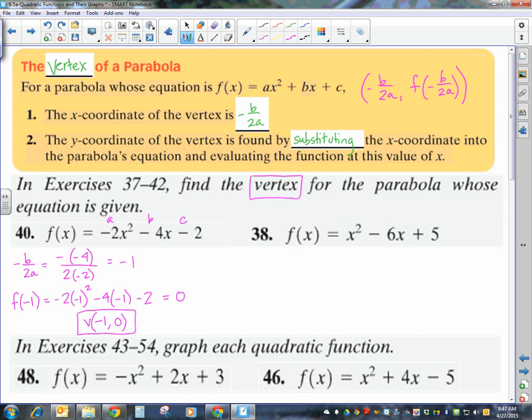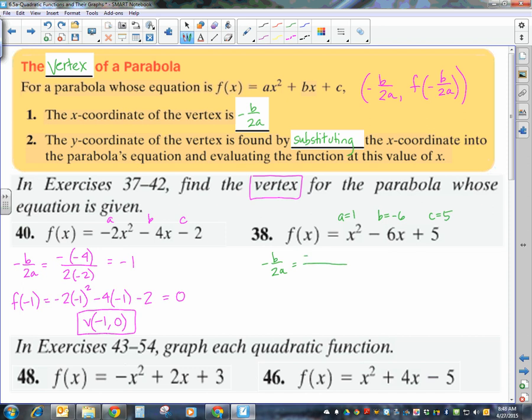Okay, and looking at the next one. Okay, doing the same thing, I have negative b over 2a. A is equal to 1, b is equal to negative 6, c is equal to 5.